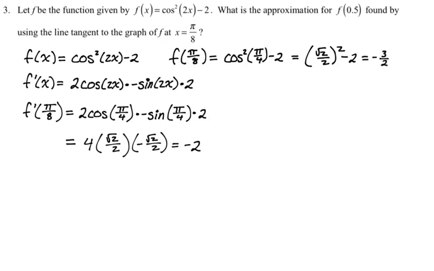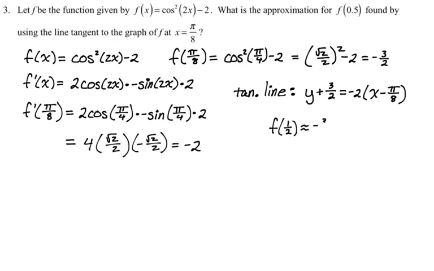All right, let's write the tangent line. Just be methodical about these. Walk into the exam knowing you know how to use the chain rule, you know how to write a tangent line. Point-slope form always wins. And if we're approximating and it's an open-ended question, don't forget your approximately equal to sign. So f of 1/2 is approximately negative 3/2 minus 2 times (1/2 minus pi over 8).